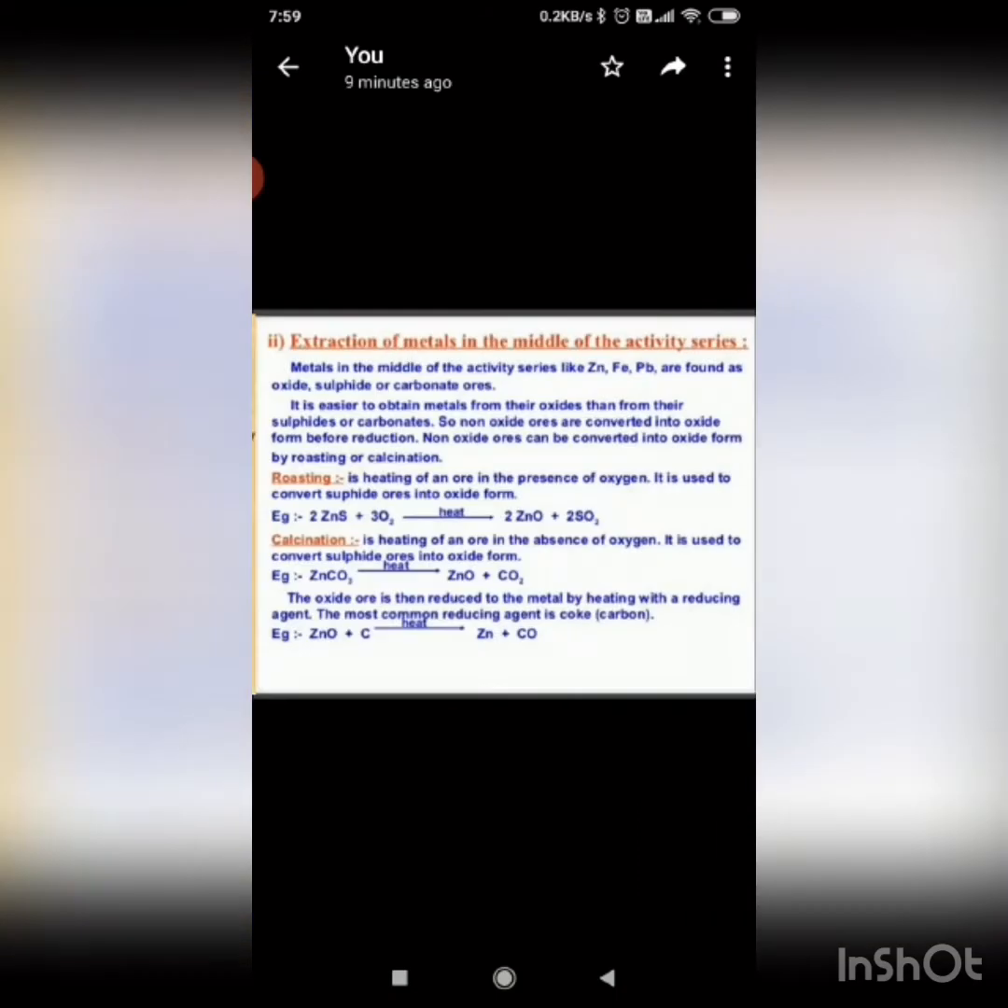So how is the extraction of metals in the middle of the reactivity series done? Iron, zinc, lead, etc. are found in the form of carbonate or sulfide ores.